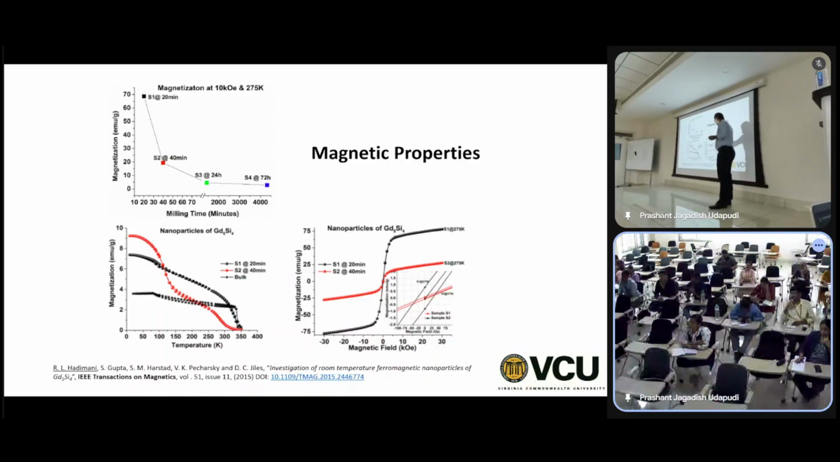And same thing here. The red one is the 40 minutes milled particles, and the black one is the 20 minutes milled particles. So the 20 minutes milled particle is similar to the bulk, whereas red has lost most of its magnetic properties. Okay, so now we have the powder. We also have different particles.